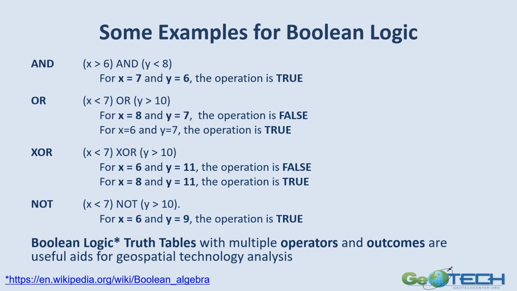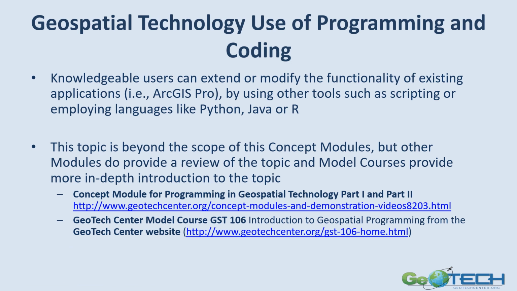XOR is another, more complex one. You set your XOR values and you get true or false. And then not is shown as the last one. These can get fairly complex, and one good example is a Boolean logic truth table that shows a complex case where you have more than one operator and what the outcomes are. They're really useful aids for geospatial technology analysis.